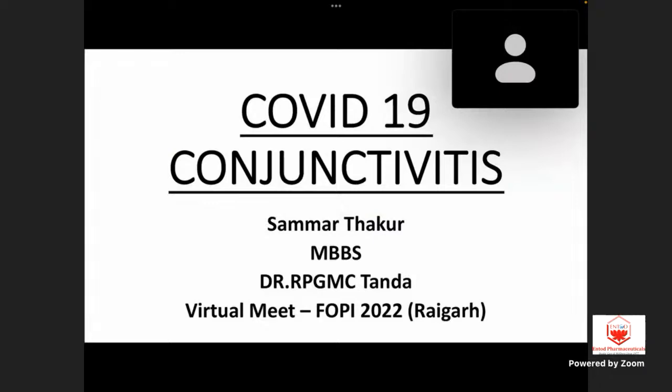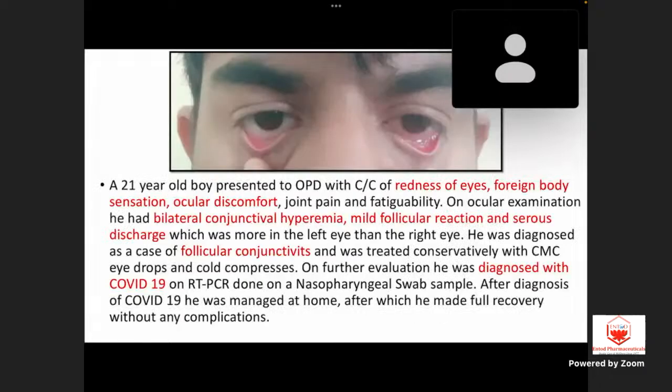A 21-year-old boy presented to OPD with chief complaints of redness of eyes, foreign body sensation, ocular discomfort, joint pain, and fatigability. On ocular examination, he had bilateral conjunctival hyperemia, mild follicular reaction, and serous discharge, which was more in the left eye than the right eye. He was diagnosed as a case of follicular conjunctivitis and was treated conservatively with carboxymethylcellulose eye drops and cold compresses.